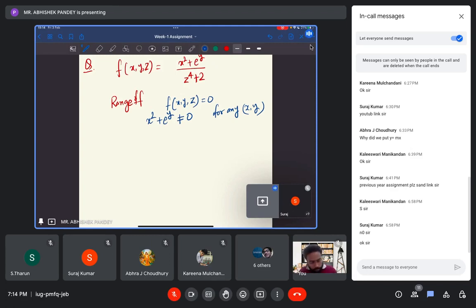Now the next thing is, one more thing. This all x comma y comma z belongs to R3. Okay, so first of all, this z to the power 4 plus 2 cannot be 0 also. So this is defined for every z. Okay, so z can vary from minus infinity to infinity.